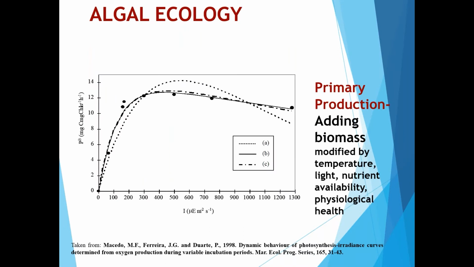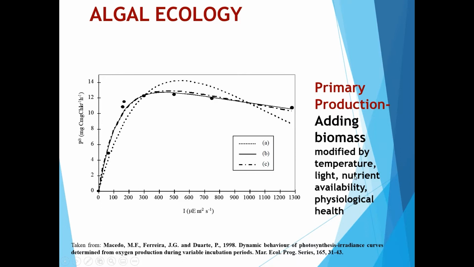So let's talk about each of these just a little bit. So primary production is adding biomass. You're going to have the highest productivity at intermediate light levels. That's a basic pattern throughout biology, right? Often you have the most of something at an intermediate level, not necessarily super high and not super low.